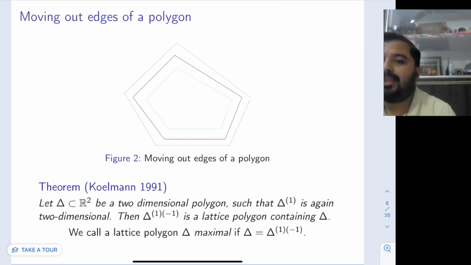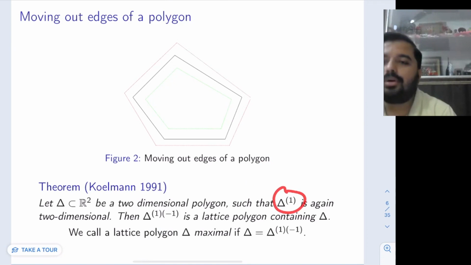Sorry for that. So this paper is from 2012, Moving Out Edges of a Polygon. There's a notion of moving out for a polygon discussed here, wherein you consider a two-dimensional polygon. In this case, we are always in that case, and consider the convex hull of the interior lattice points as delta 1.